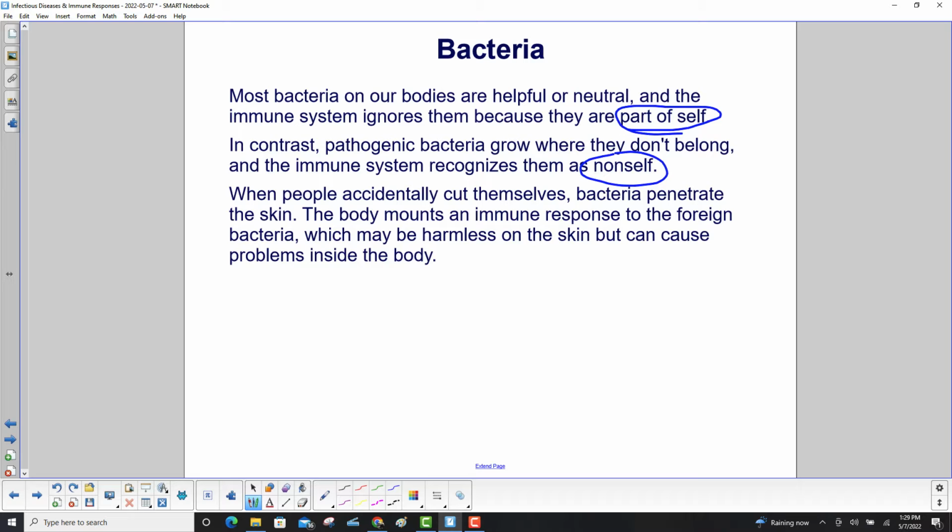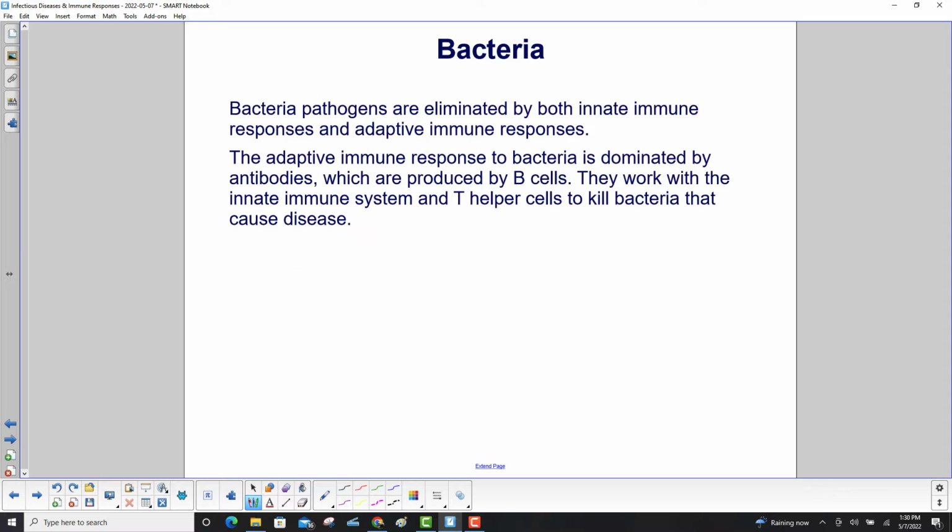When people accidentally cut themselves, bacteria penetrates the skin. The body mounts an immune response to the foreign bacteria, which may be harmless on the skin, but can cause problems inside the body. Bacteria pathogens are eliminated by both innate immune responses and adaptive immune responses. The adaptive immune response to bacteria is dominated by antibodies, which are produced by the B cells. They work with the innate immune system and then the T helper cells to kill bacteria that cause disease.